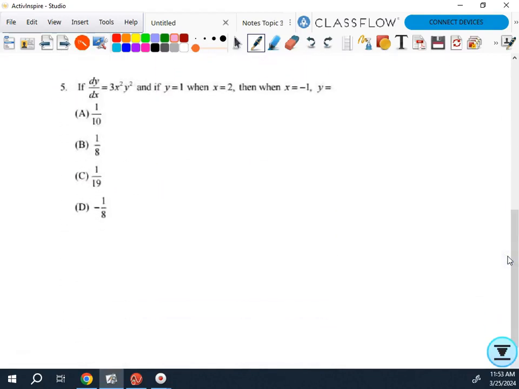All right, 5. So I'm going to separate and integrate. When I do that, I'm going to take the y over here, so I'm going to get 1 over y squared dy equals 3x squared dx. Put my long s in there. When I do that, I think I want to rewrite this one. If it's 1 over y, that gives me the natural log.